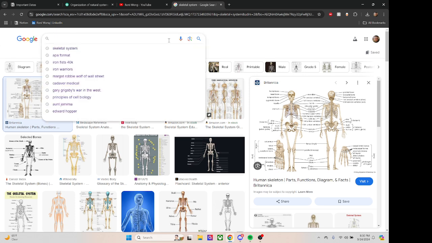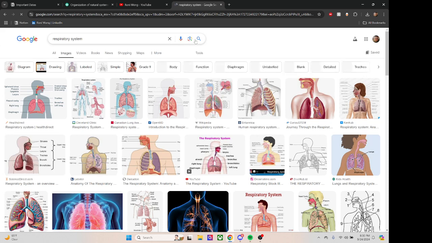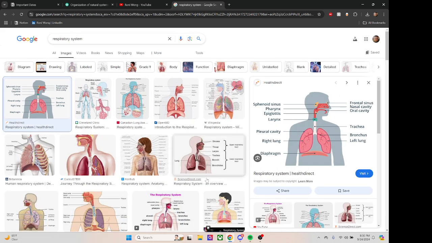So the respiratory system is extremely important. Your body can only go a couple of minutes without any oxygen whatsoever. This part right here, we know as the upper airway. This would be the lower airway, and then we've got your pharynx. It's usually divided into multiple parts.